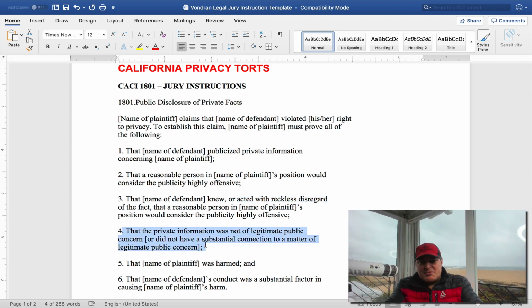Four, that the private information was not of legitimate public concern or did not have a substantial connection to a matter of legitimate public concern. This is where the First Amendment comes in, free speech. We've talked about in the other torts where free speech is going to play a part of these things, like right of publicity. Is it a news article? If it's disclosure, intrusion on seclusion, is this a world famous athlete that's down at the beach? Do they get that privacy?